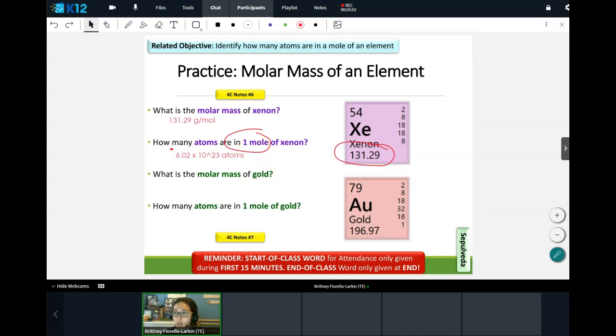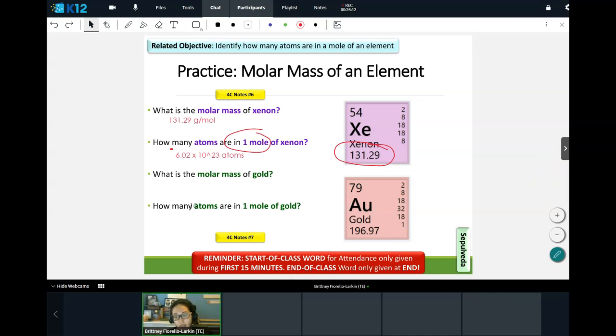All right, let's do gold up on the board. Grab your whiteboard tools, write for me on the board or in the chat. What is the molar mass of gold and how many atoms are in 1 mole of gold? Let's get your answers up on the board, preferably. If you need to, you can write it in the chat box, though, if your whiteboard tools are not working.